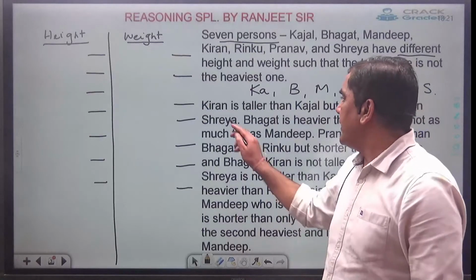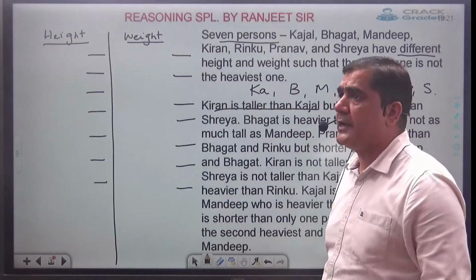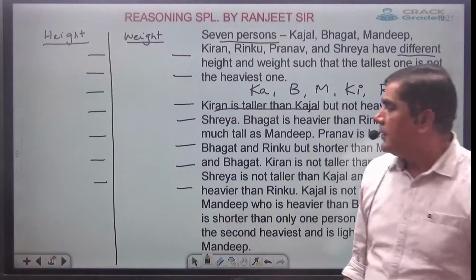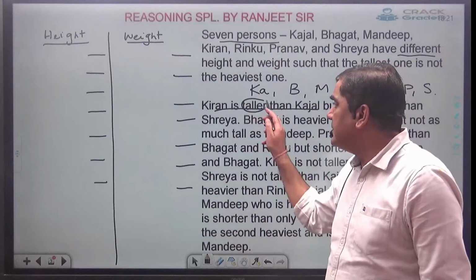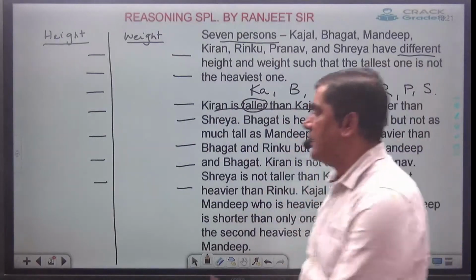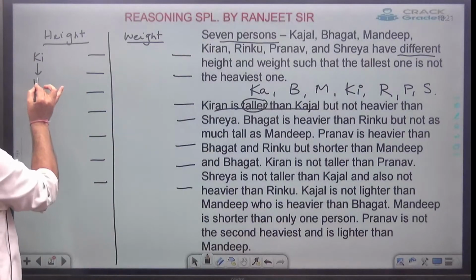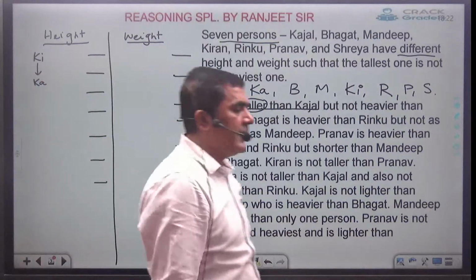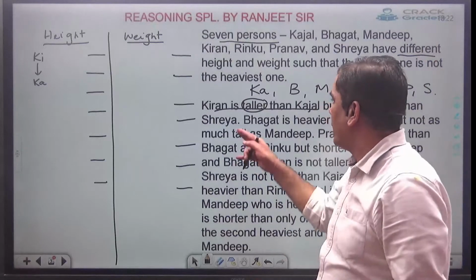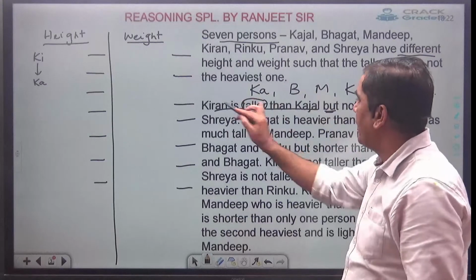First is saying, Kiran is taller than Kajal. Stop over here only. So in the first one, they are talking about Kiran and Kajal. In the last class, we learned taller always means above. So Kiran will be above Kajal. First clue. Ki stands for Kiran and Ka stands for Kajal. So Ki should be on the top, followed by Ka.